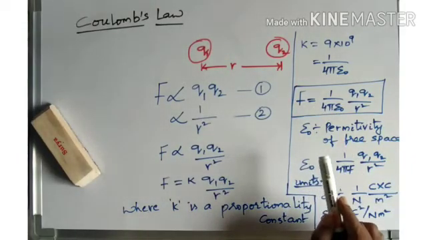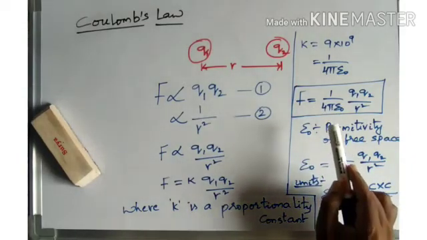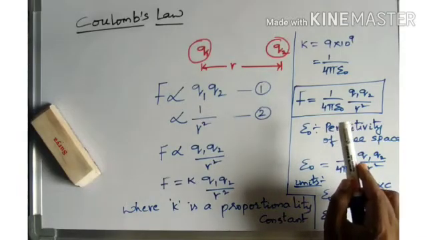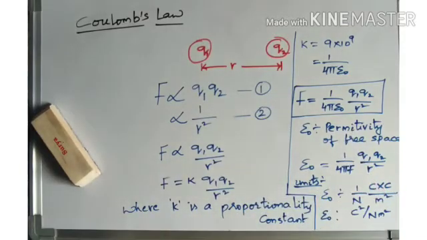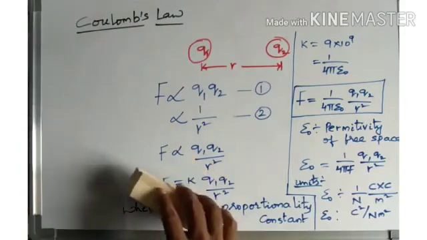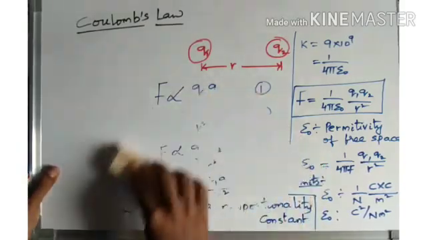For finding the direction, we'll go with the other form of Coulomb's law, that is the vector form. Now we'll go with the vector form of Coulomb's law.